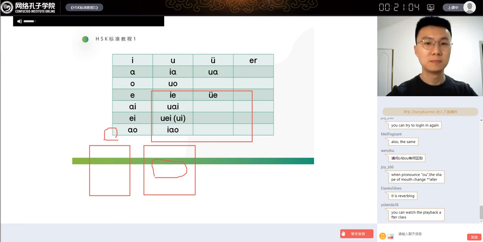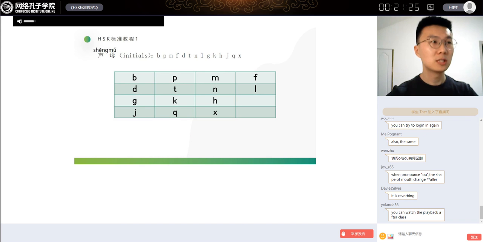Ye, ye, yue, yue, a, wei, wei. Okay, these are 韵母 we learned today.